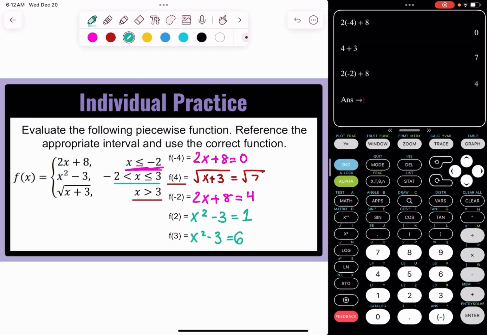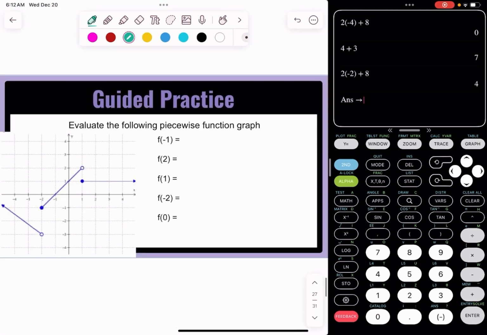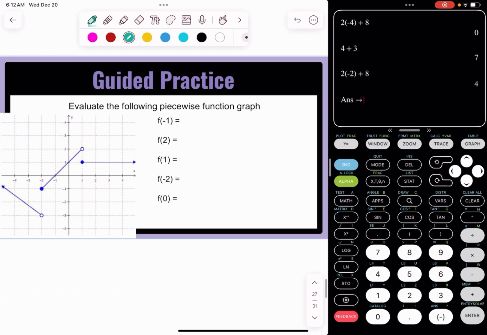All right, let's see how we will evaluate piecewise functions when we are given the graph. All right, first we are told that x equals -1. That means we go to the left 1, and our graph is right here. It would be 0. Now x equals 2. When x equals 2, we're right here, and that is, we went up 1. All right, when x is 1, we're right here at that closed circle, we went up 1.